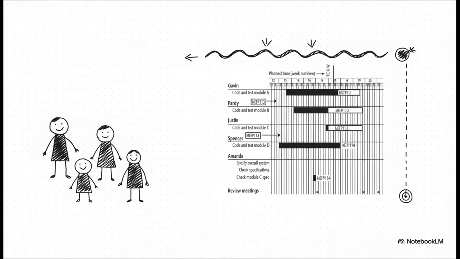Okay, let's see one in action. So over on the left, you've got your team members, Gavin, Purdy, Justin. Across the top, you can see the timeline laid out in weeks. Those black bars show the plan for each task. And see that vertical line labeled today? That's our snapshot. It tells us instantly where we are right now compared to where we planned to be.